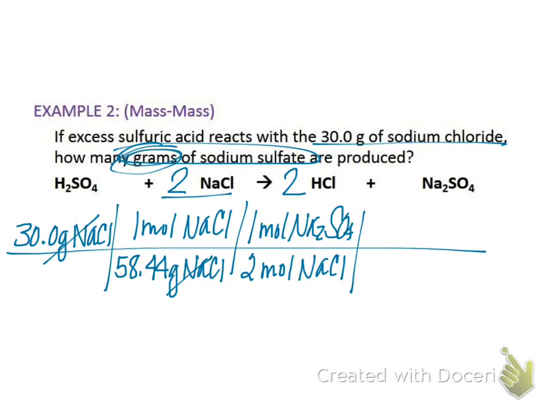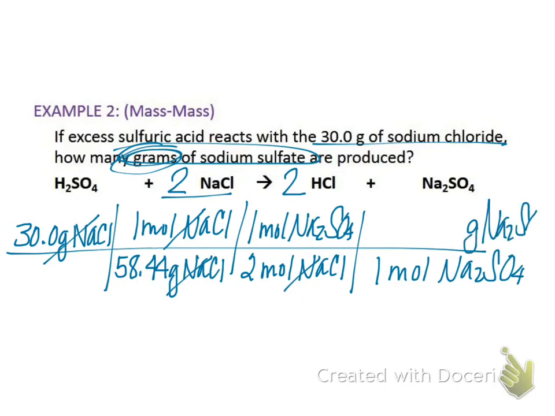It did ask for grams, so I need to convert to grams. And how do I do that? Molar mass of sodium sulfate. So I would take 22.99 times 2 for sodium, plus 32.07 for the sulfur, plus 4 times 16 for the oxygen, and I should get 142.05.